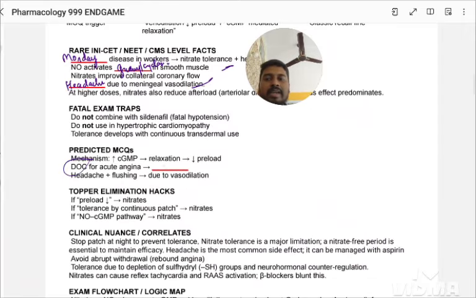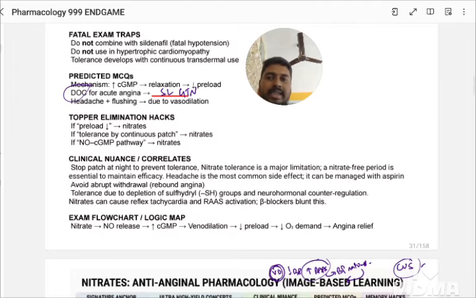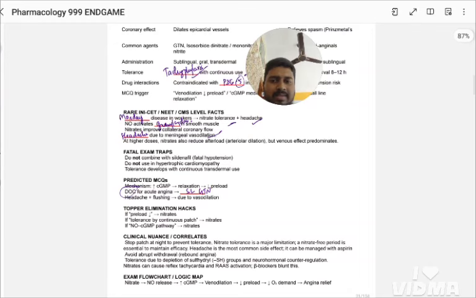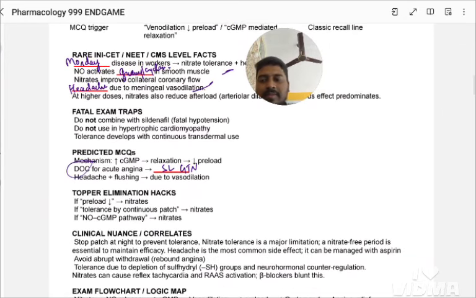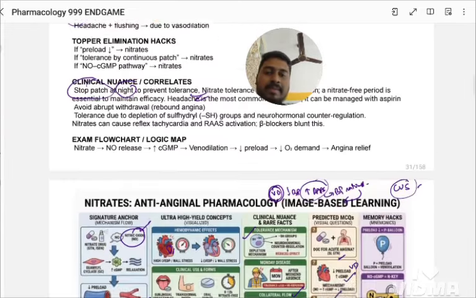Next, drug of choice for acute angina is sublingual glyceryl trinitrate or GTN, or nitrates. So I think I have explained everything. There's one more thing I wanted to explain: this transdermal patch I mentioned is used at night to prevent tolerance. Patch means there will be slow release of the drug, so tolerance doesn't develop suddenly.